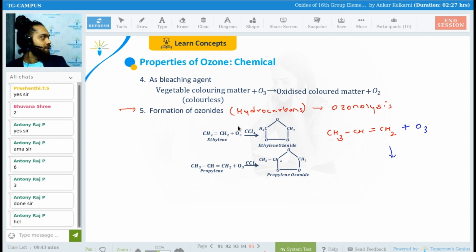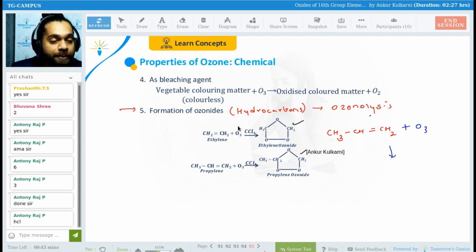Ozonolysis. What happens in ozonolysis? See, whoever has taught you must have told you simply. Ozonide is a different thing. I'm asking about the final product. This ozonide, what you are seeing over here, is an intermediate. I know the reaction is in front of you, but I'm not asking about ozonide. It does not end over here. If I react and do the hydrolysis, what happens?